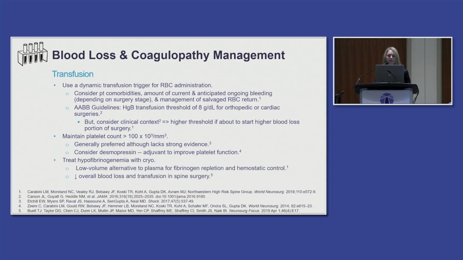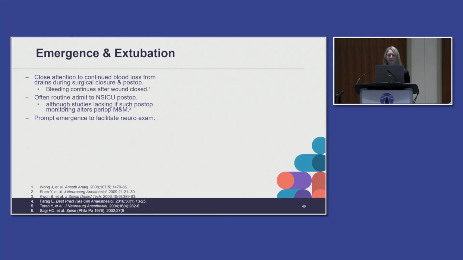Cryoprecipitate is an excellent low-volume alternative to fresh frozen plasma to treat hypofibrinogenemia, which frequently develops early on in these cases with bleeding. It will replete the fibrinogen, help with hemostatic control, and it has been shown to decrease overall blood loss and transfusion in spine surgery. I almost never give FFP in these cases. I very frequently am transfusing cryoprecipitate, sorry.